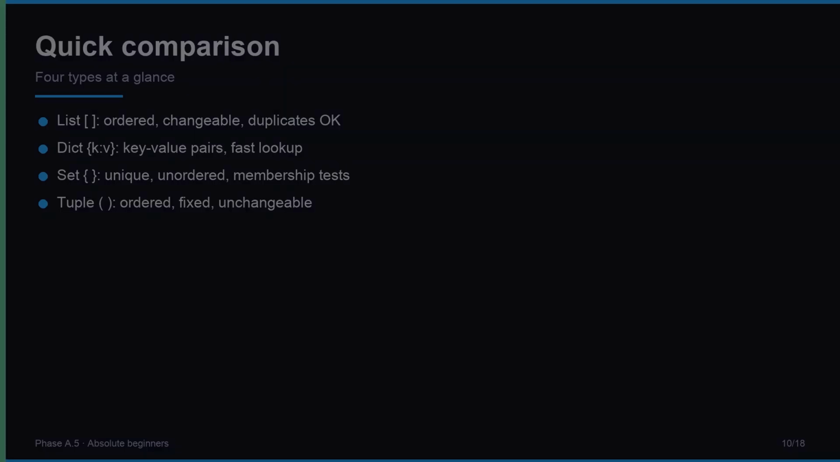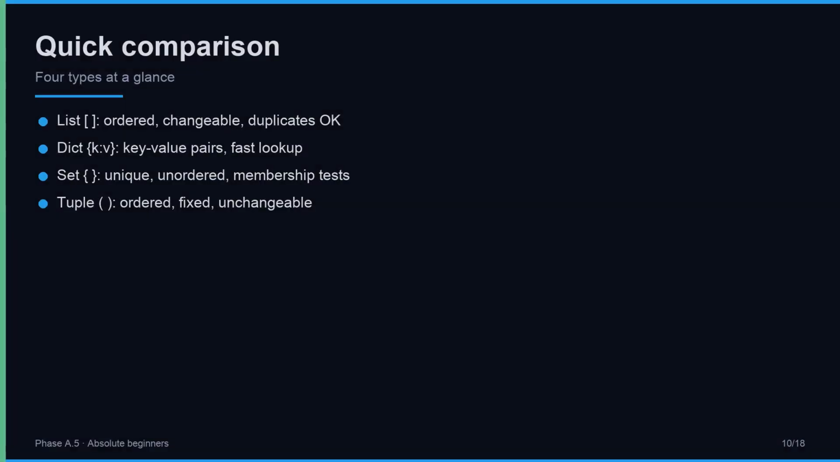Fixed and safe. Here is the quick comparison. List uses square brackets, ordered, changeable, duplicates allowed. Dictionary uses curly braces with colons, key value pairs for fast lookup. Set uses curly braces without colons, unique items, unordered, optimized for membership. Tuple uses parentheses, ordered, like a list, but fixed and unchangeable.